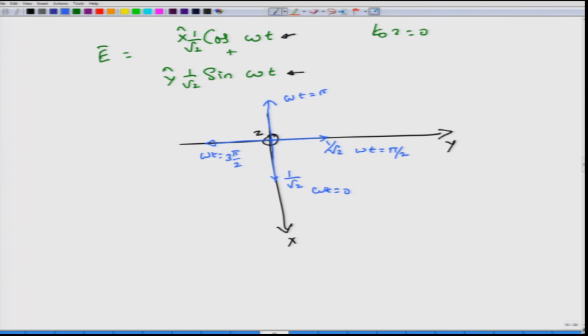So, what has actually happened is the electric field started off at omega t equal to 0 lined up along the x axis, then it changed its position. So, you can put, for example, omega t equal to pi by 4 and realize that at omega t equal to pi by 4, the amplitude would be 1 by root 2 along the x axis plus 1 by root 2 along the y axis. So, which means that in terms of magnitude or length, they would actually be equal, right.